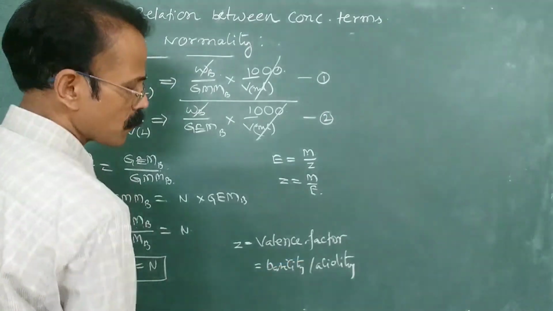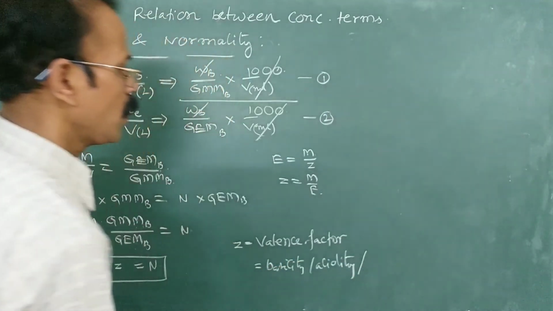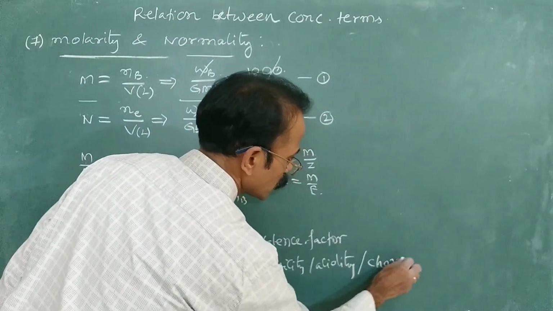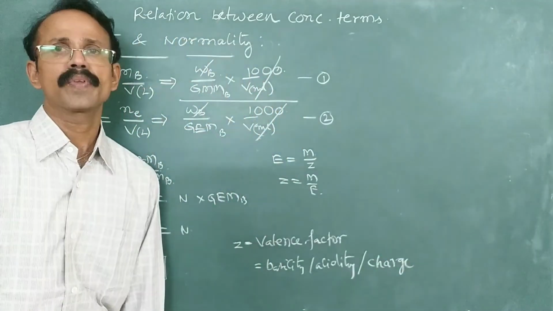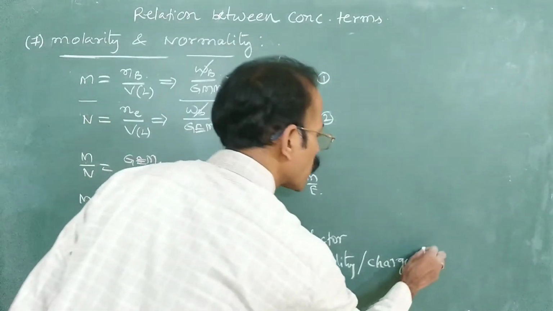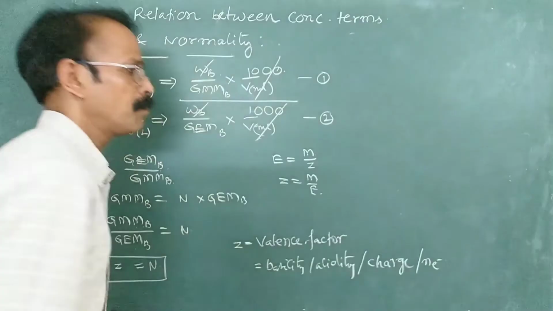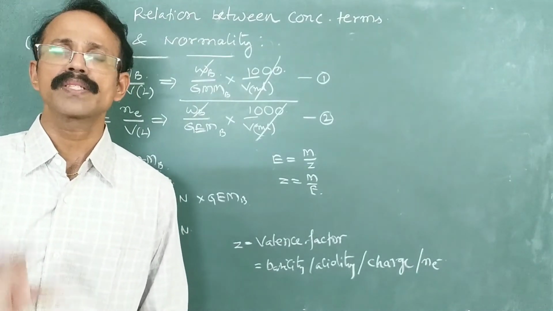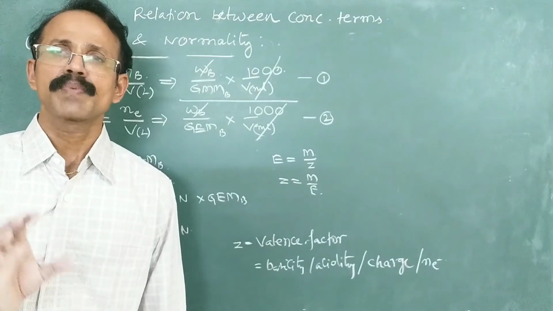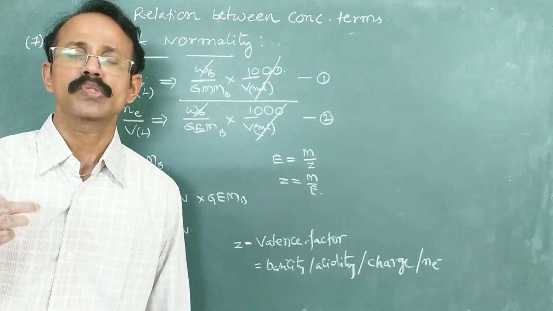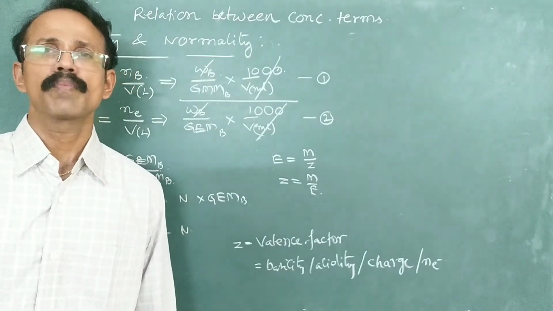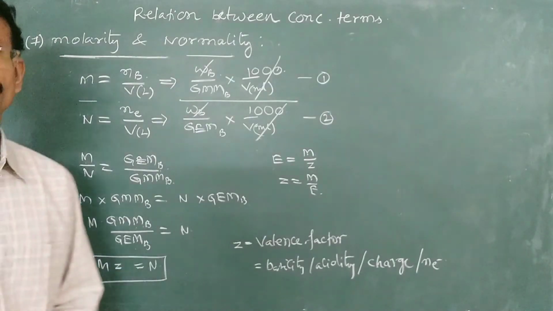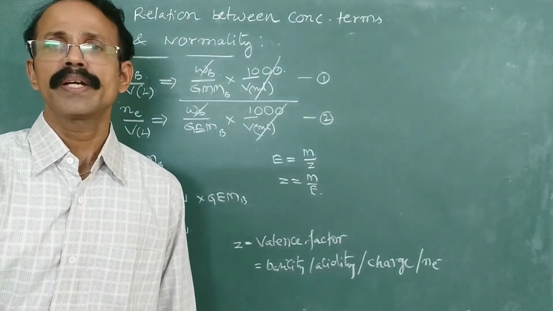Basicity of an acid or acidity of a base, or it is equal to the charge. That is, the total positive charge or total negative charge in the given salt, or the number of electrons transferred per molecule of oxidizing agent or reducing agent. So the valence factor we have to take as per the situation, based on the solute given in the problem. By using the valence factor you can calculate normality from molarity. Normality is equal to molarity into valence factor.